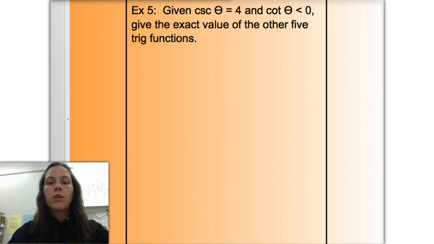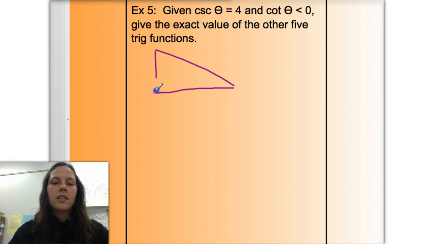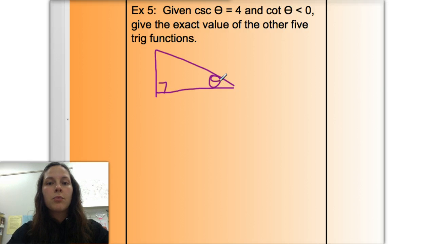For our last example, we know that cosecant, which is the reciprocal of sine, is positive. Sine is positive in the 2nd and 1st quadrants, and the cotangent or tangent is negative, which occurs in the 2nd quadrant. So we are going to set up our right triangle facing the 2nd quadrant. Cosecant being the reciprocal of sine, instead of being opposite over hypotenuse, this is hypotenuse over opposite, and then we can use Pythagorean theorem to find our x value.